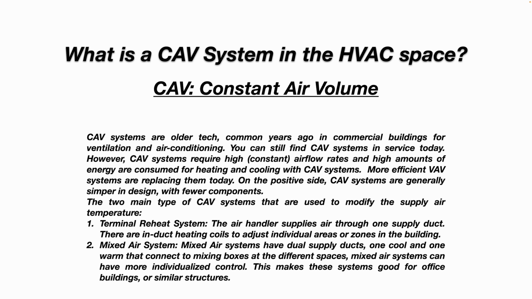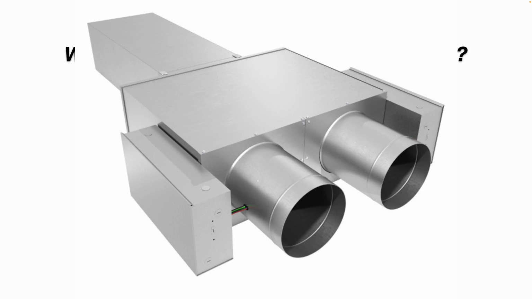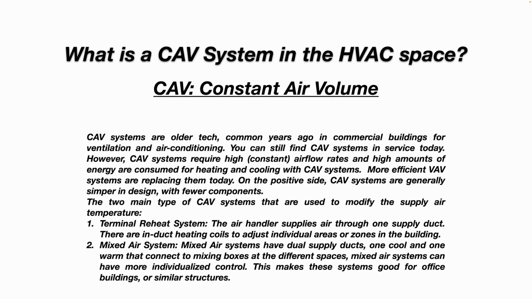Number two, mixed air system. Mixed air systems have dual supply ducts, one cool and one warm, that connect to mixing boxes at the different spaces. Mixed air systems can have more individualized control. This makes these systems good for office buildings or similar structures.